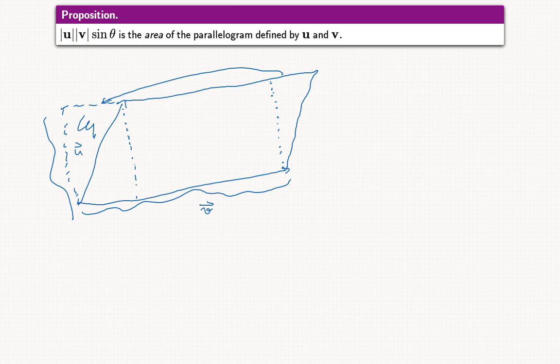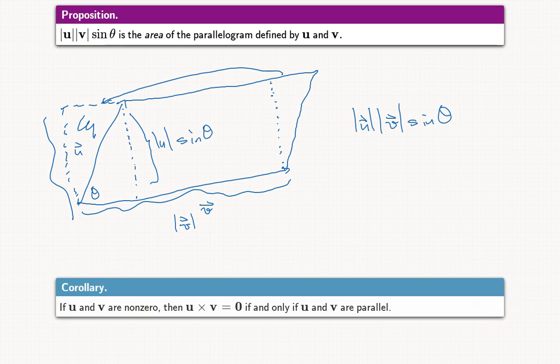Well, one of these lengths, this bottom length, is the length of v. Then for this vertical height, if this is the angle theta between them, the hypotenuse is length u, so this will be length u sine theta. And so when we multiply those, the area will be length u, length v, sine theta.